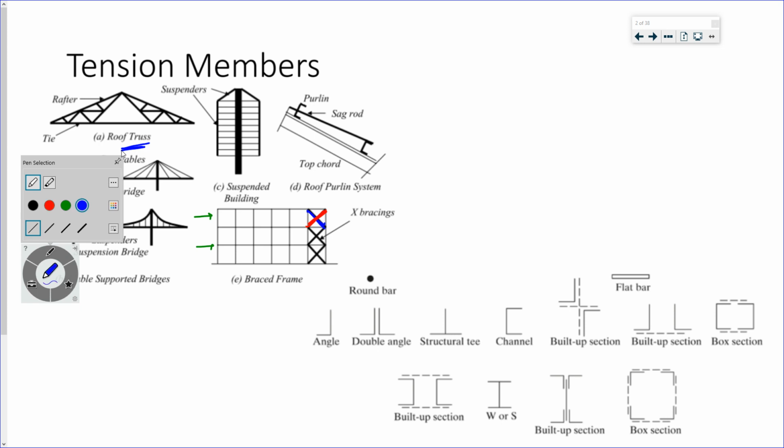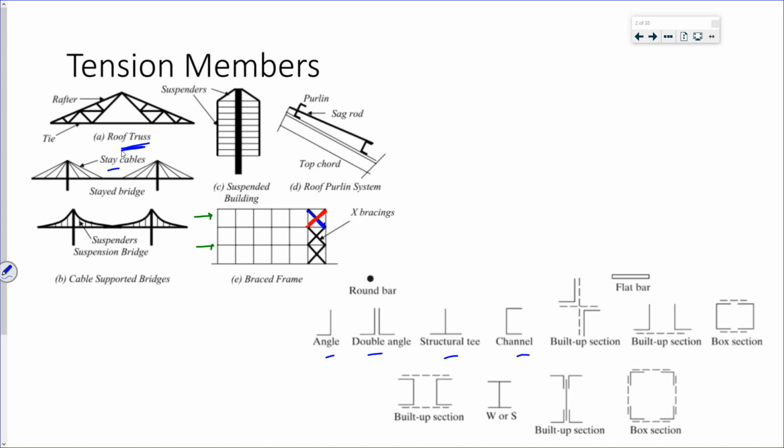Tension members can be anything if you want. Could be an angle, double angle, a T, a channel, W section, or you can build up a section. So these are just some examples of tension members.